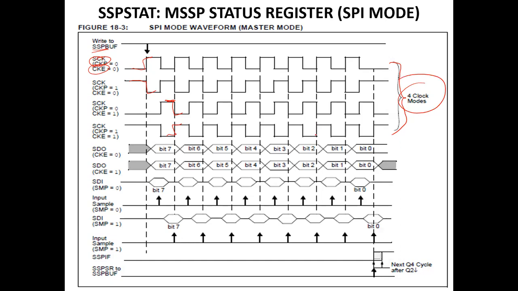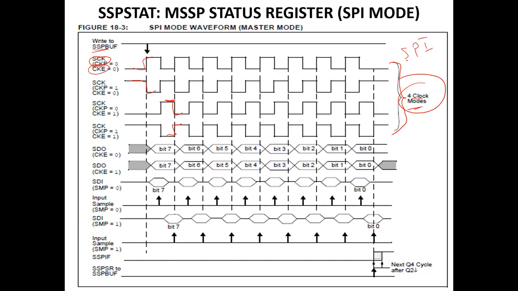And why do we have 4 clock modes? Because we have different manufacturers of serial devices. So each manufacturer has its own protocol. So if you have 4 modes, that means you can connect any SPI device to our PIC microcontroller.